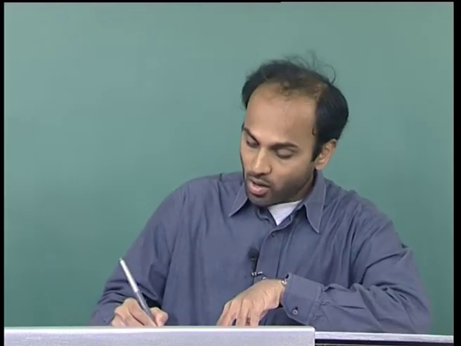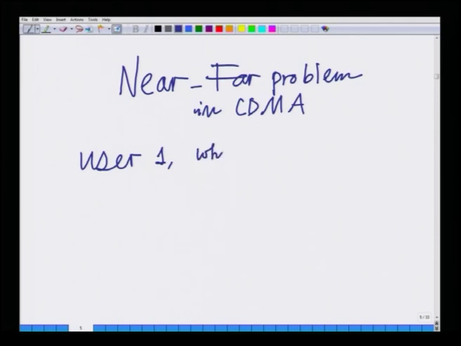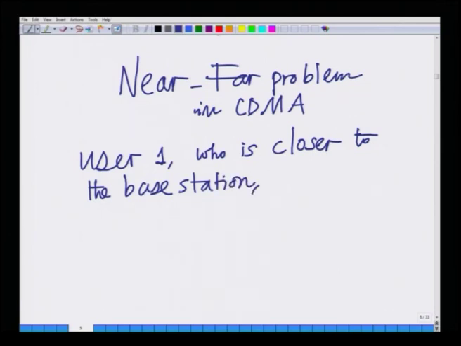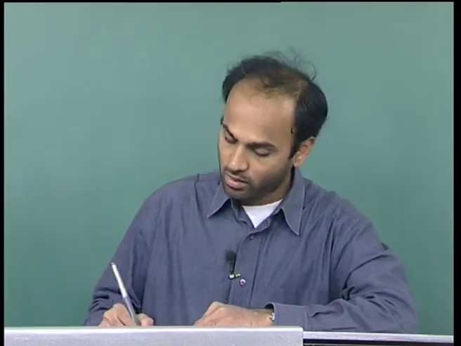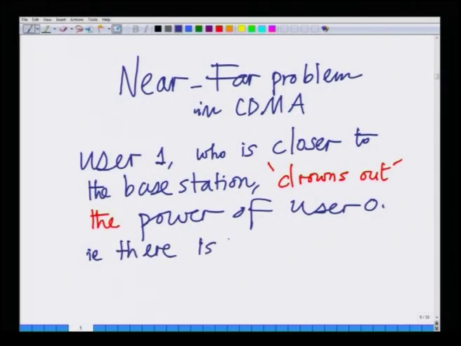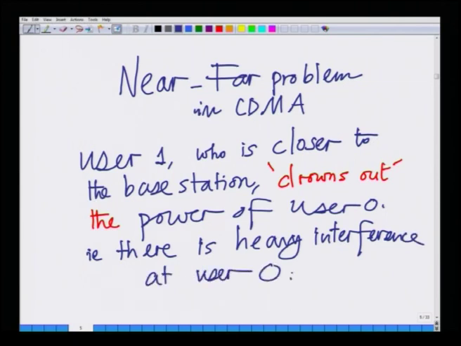So, in the previous situation user 1, who is closer to the base station, sort of drowns out the power of user 0, that is, he causes very heavy interference, that is, there is very heavy interference at user 0. This is termed as near far problem.